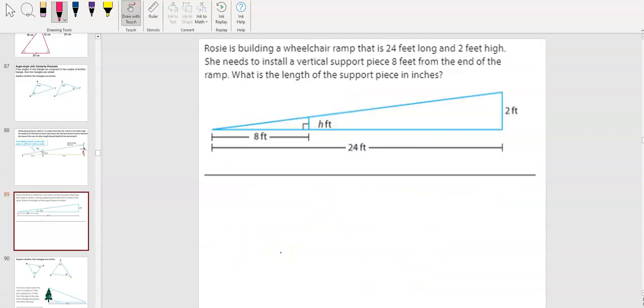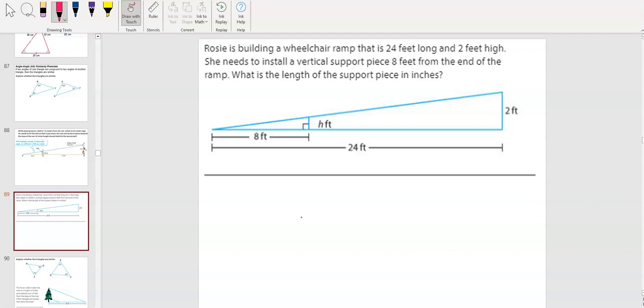All right, we're going to try the similar problem again. So we have Rosie is building a wheelchair ramp that is 24 feet long and 2 feet high. So again, 24 is the length of the big triangle and 2 is the height of the big triangle. She needs to install a vertical support piece 8 feet from the end of the ramp. What is the length of the support piece in inches?